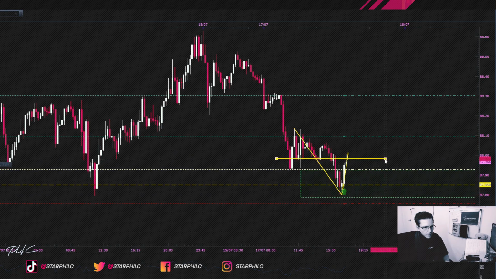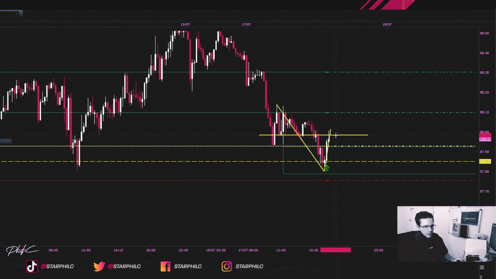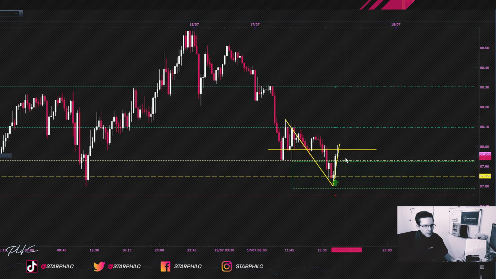Where do we come back up into? Structure leaves clues. We got structure right here. Previous support becomes new resistance. So we expect the market to head towards the downside. Price action is indicating to us that it intends to go lower.